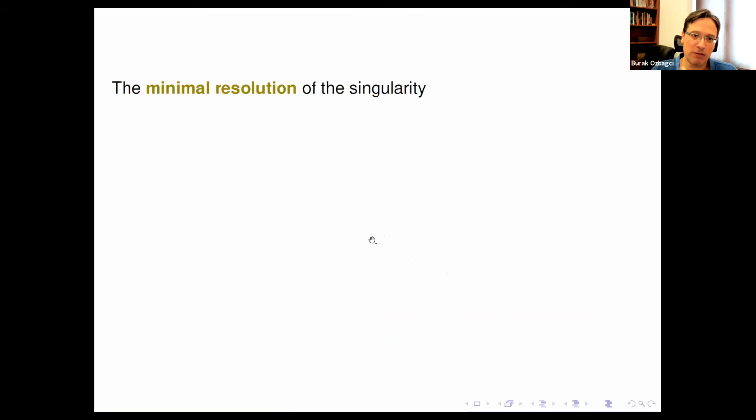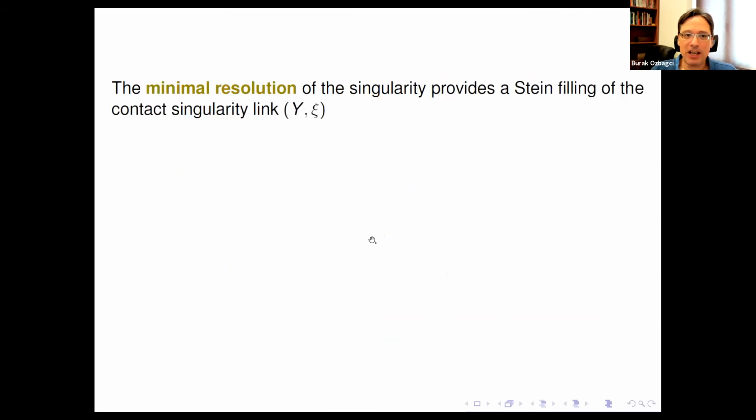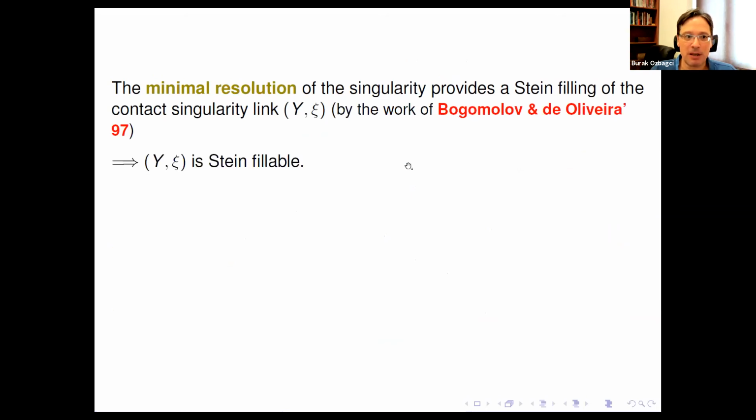The minimal resolution of the singularity provides a Stein filling of the contact singularity link. This is by the work of Bogomolov and de Oliveira. There's a subtle point here. The fillings are initially holomorphic fillings, but you can make them Stein, and that deformation is defined by Bogomolov and de Oliveira. Therefore, any contact singularity link is Stein fillable.